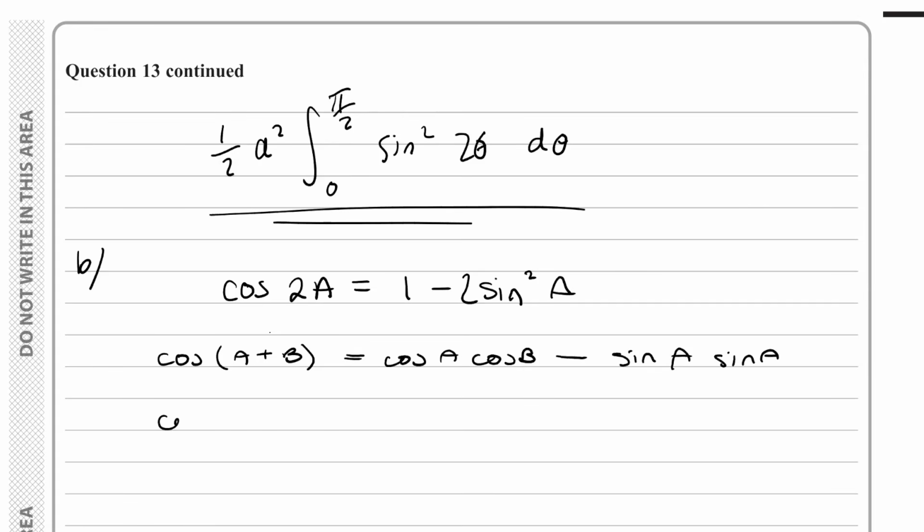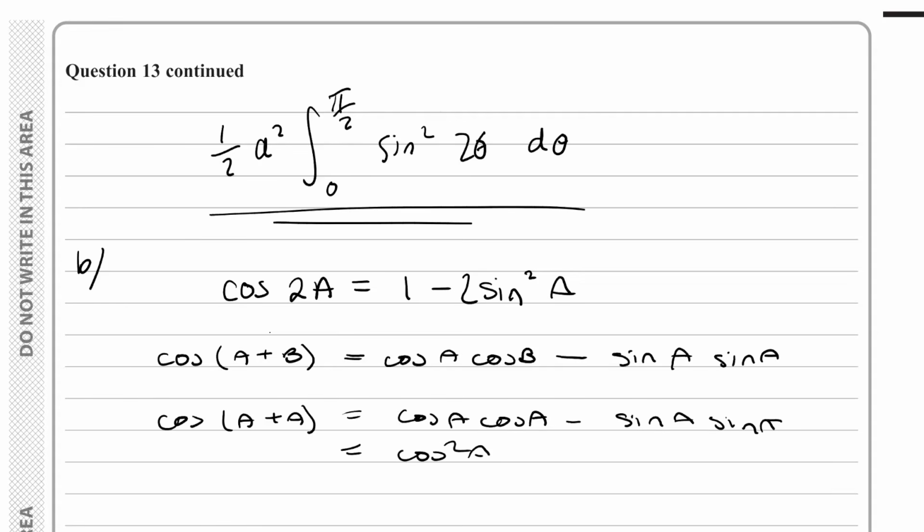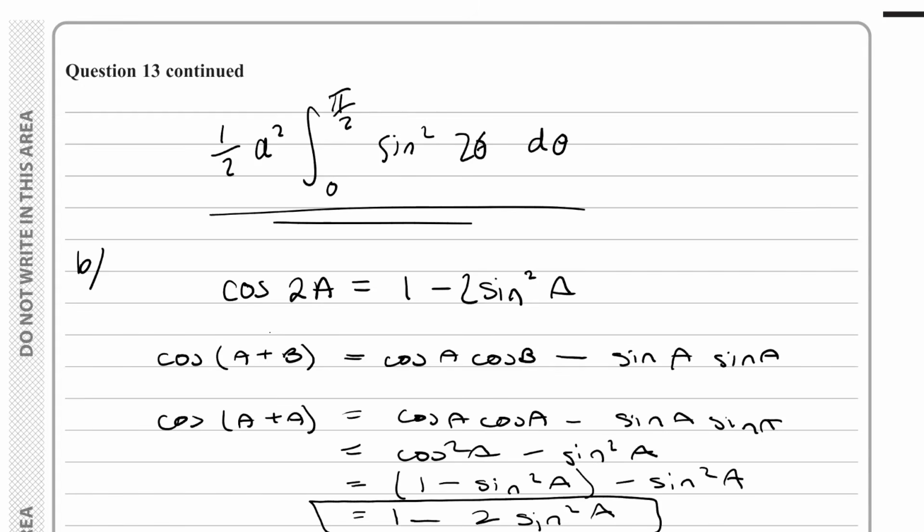and substitute in a plus a. So change b into a. So it'll be cos a cos a minus sine a sine a, which is cos squared a minus sine squared a. And if we want to get rid of cos squared a, we need to change it into 1 minus sine squared a. So 1 minus sine squared a minus another sine squared a is 1 minus 2 sine squared a. So cos 2a can be written as 1 minus 2 sine squared a.